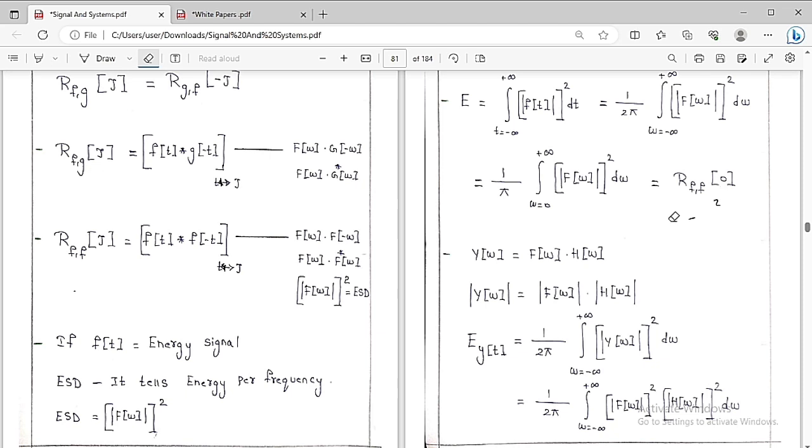Cross correlation is done between two different functions. Autocorrelation is between the same function.